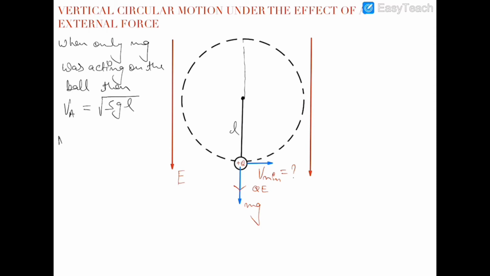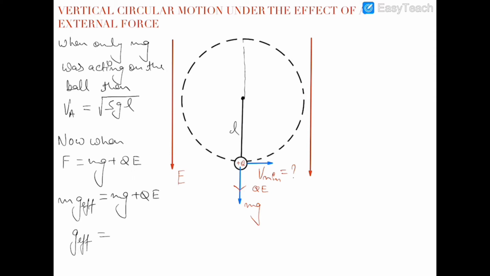Now, when a force F, which is mg plus QE, is acting on the ball in the downward direction, then we need to find out g effective. So F could be written as m g effective, and that is equal to mg plus QE. So in the cases in which some other forces are also acting apart from mg, you need to calculate g effective, and g effective in this case will be g plus QE upon m.